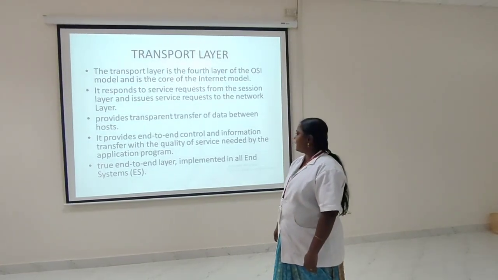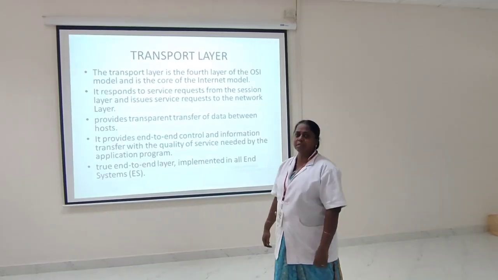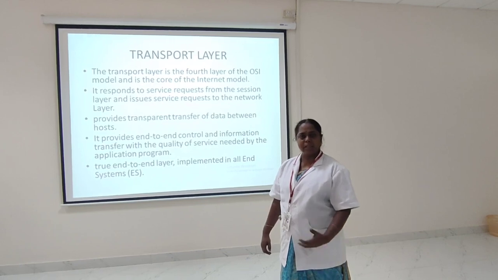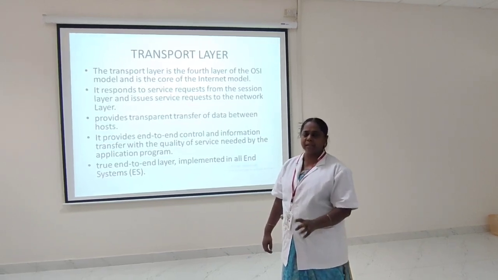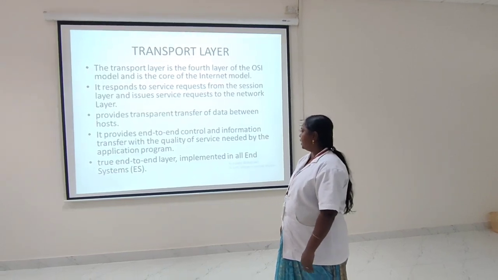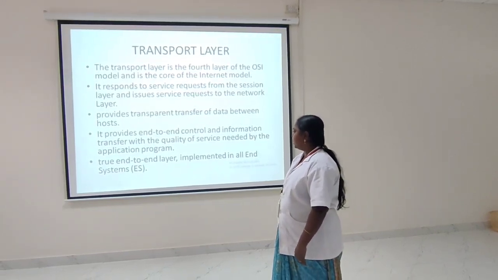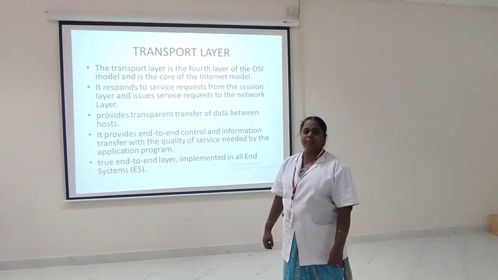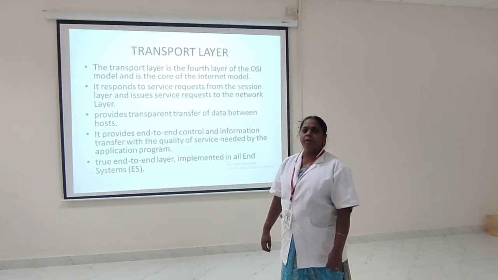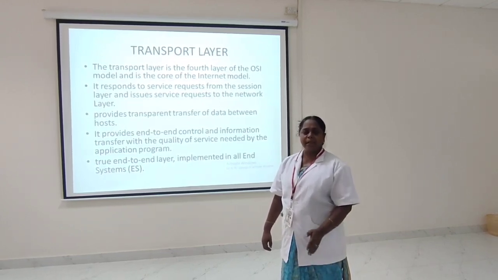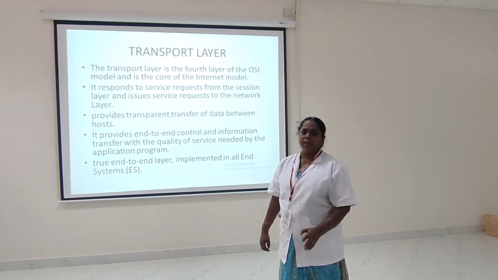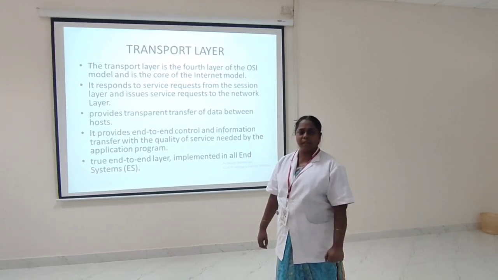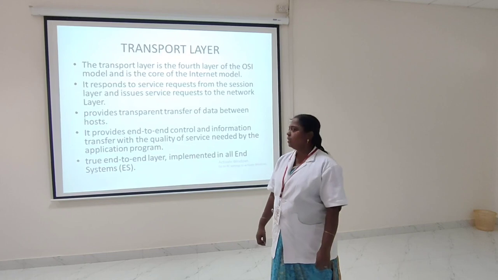Next, it provides a transparent transfer of data between hosts. Whatever data is received from the source host will be received in the end system, so it is called a transparent data service. It provides end-to-end control and information transfer with the quality of service needed by the application program. End-to-end control means the data will be transferred from one source to the destination in the form of packets, in order. So the data will be retrieved at the receiver end in the same way, with end-to-end control to receive all the bytes of information properly.